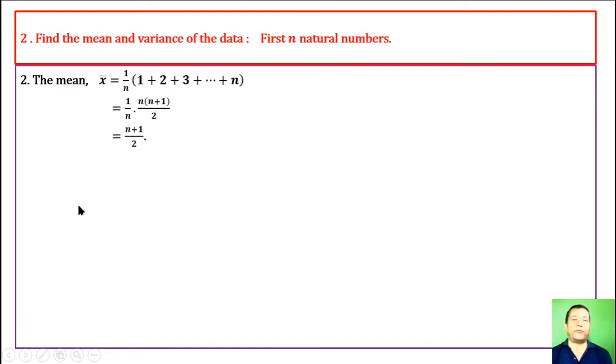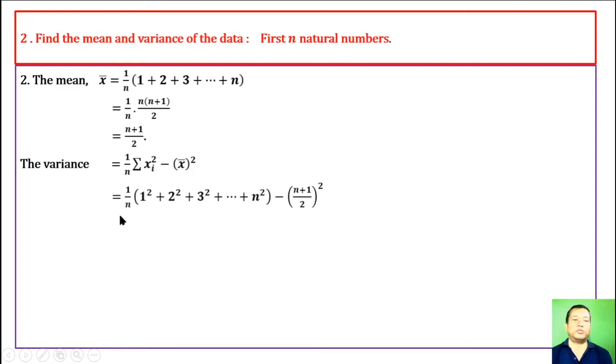After this, we have to find out the variance. Use this formula, and 1 by n remains n. Sigma square is 1 square plus 2 square plus 3 square plus up to n square. The mean is already found out, therefore replace it by n plus 1 by 2, whose square is taken.